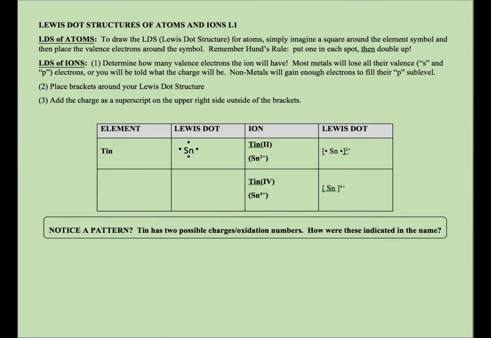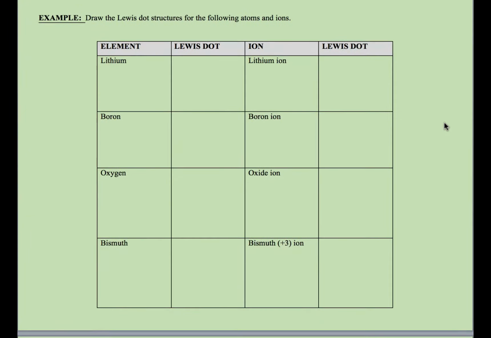So let's work a handful of these and see if I can help you understand them a little bit better. So if I have lithium, that's the lithium element. It has 1 valence electron. If it lost that valence electron, it would be just like the previous noble gas. And so I'm going to lose that 1 electron to form the lithium ion. So that's why you see group 1 is always +1, because it loses that singular valence electron.